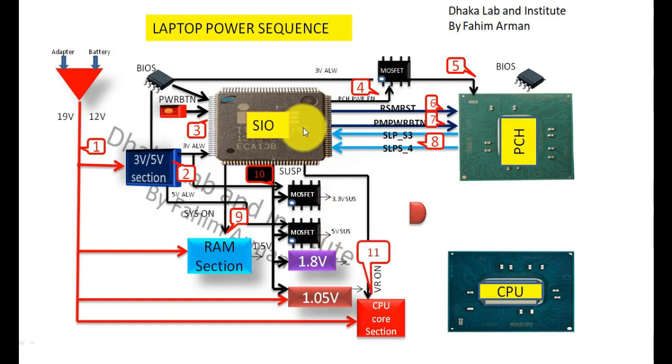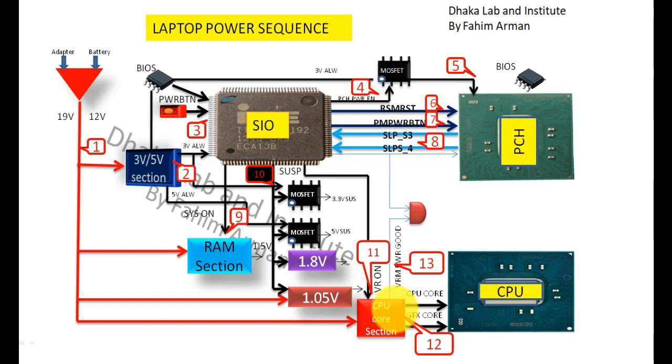Then SIO will provide a signal to the CPU core section, that is the bearing signal. It is a very important signal, and when the CPU core section gets the bearing signal, it will produce two signals, that is CPU core and GFX core. That means the CPU core section is okay.